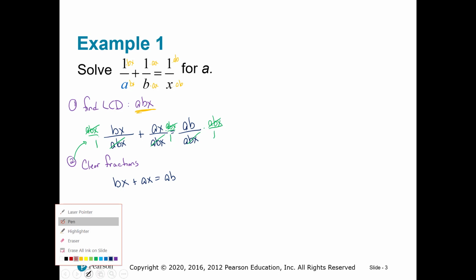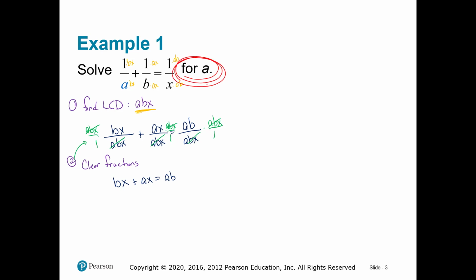Okay, but now we have to stay focused. We are so used to solving for X that we forget there are other variables now. There's, in this case, an A, a B, and an X. Which one do I solve for? Go back to the top. They want us to solve for A. I need to isolate A. I need to get A on one side so I can solve for it.